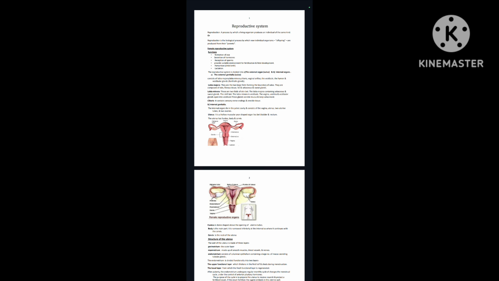and parturition and lactation. Now, the reproductive system is divided into three types. First is the external organ, vulva. Second is the internal organ. Third is the external genitalia.